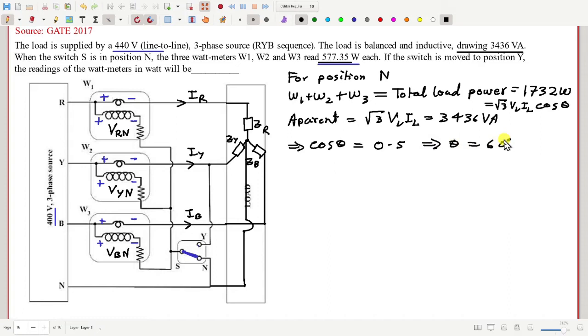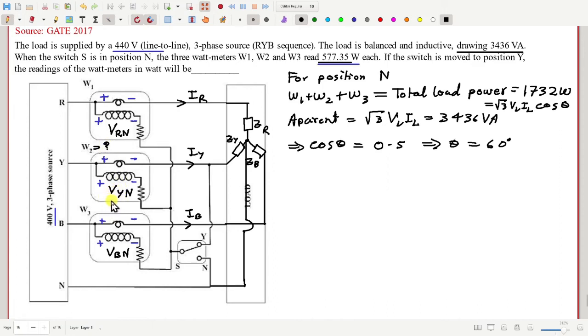Okay, so this much information we can get from the readings when the switch is in position N. Now when the switch is in position Y, what will be the readings of the 3 wattmeters? Let us start from W2. What will be the reading of W2?